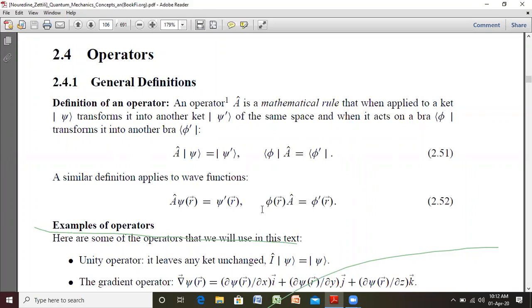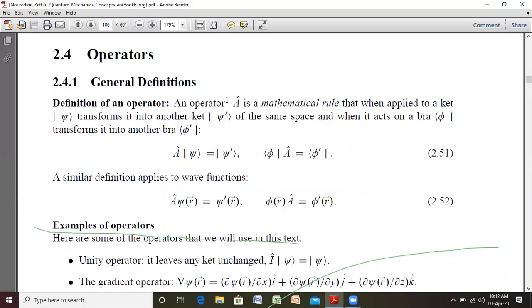Let's suppose psi is a complex conjugate of psi, then it is a bra, and if A operates on a bra, it will transform it to another bra. So once again I repeat, if you have a ket, it will be transformed to another ket by the application of the operator. If you have a bra, it will convert into another bra by the application of the operator.